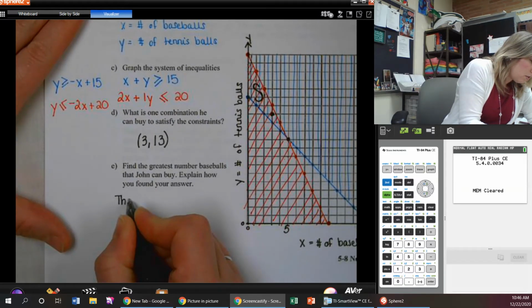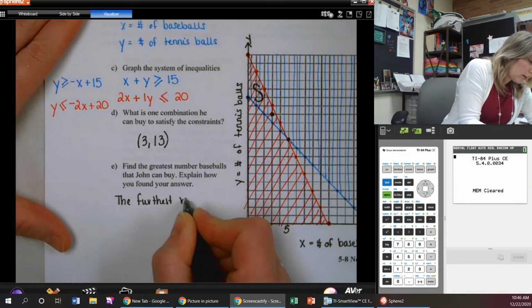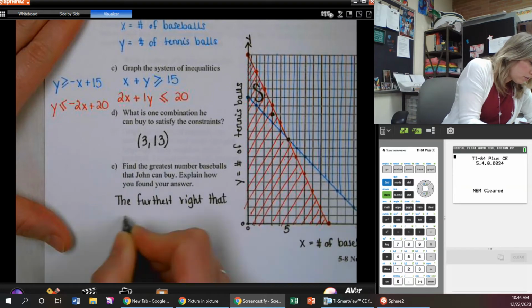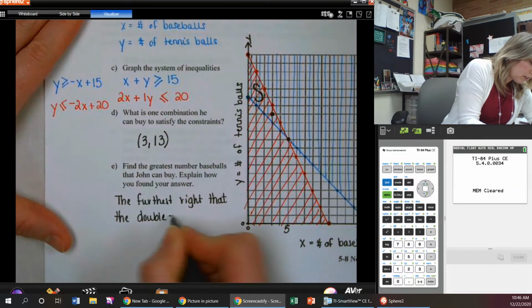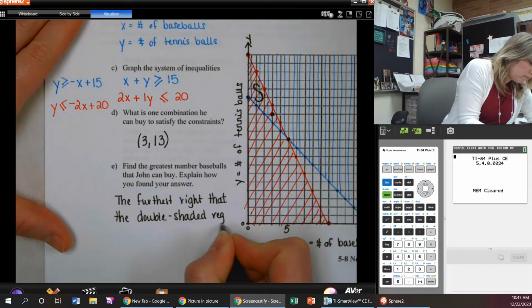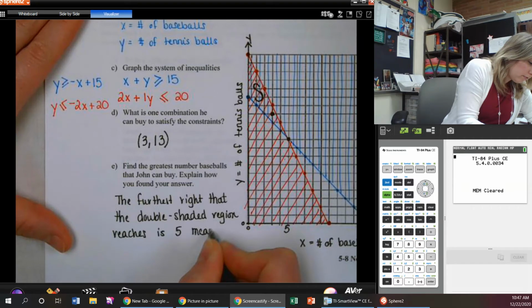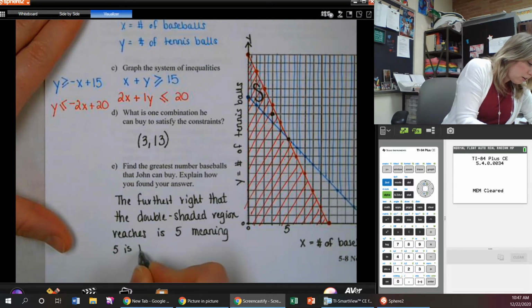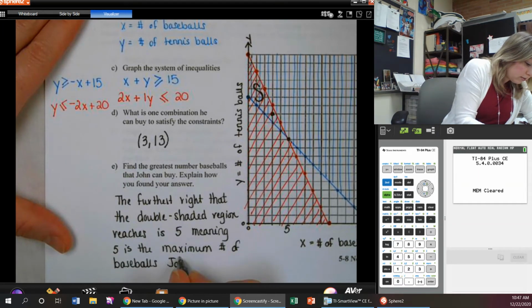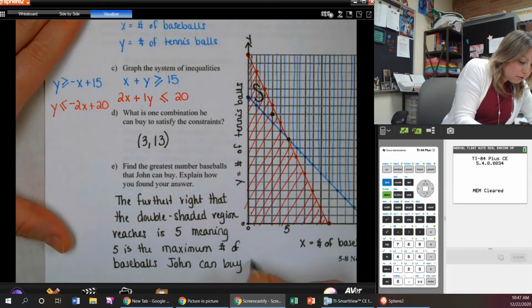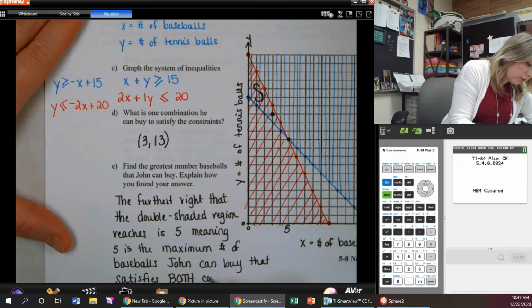So the furthest that the double shaded region reaches is 5, meaning 5 is the maximum number of baseballs John can buy that satisfies both, because that's the important part, is both constraints need to be satisfied. Constraints.